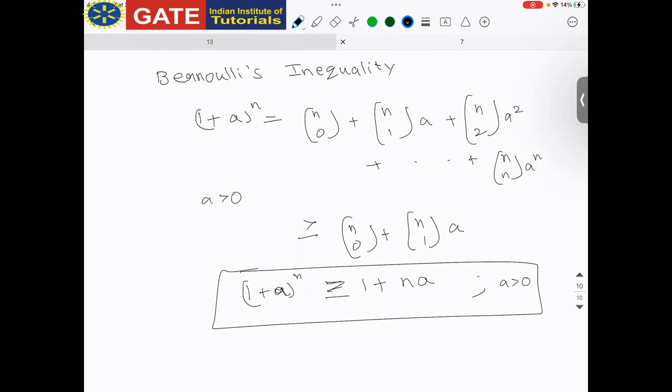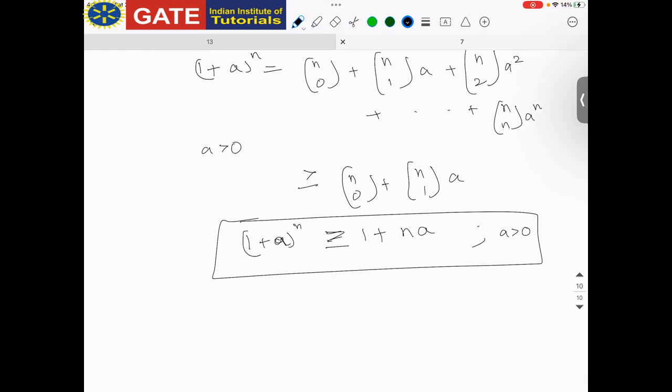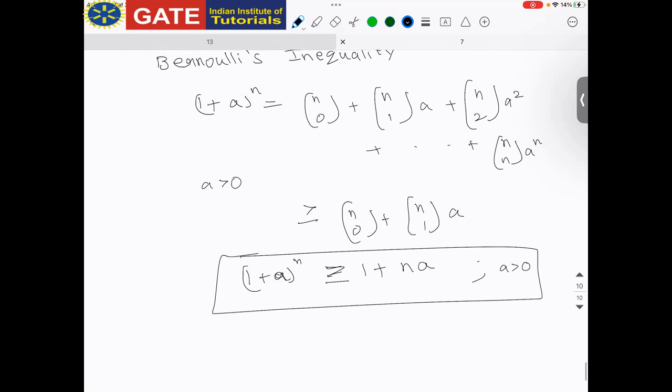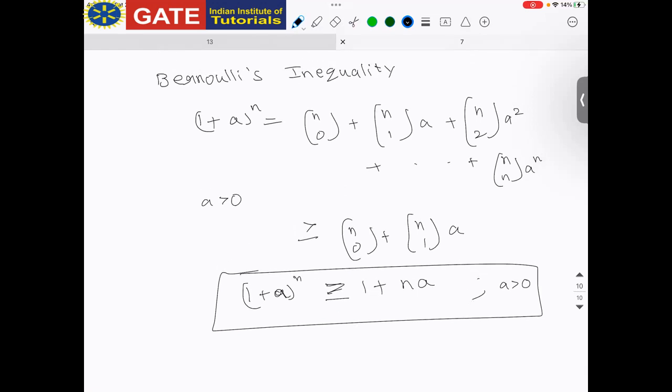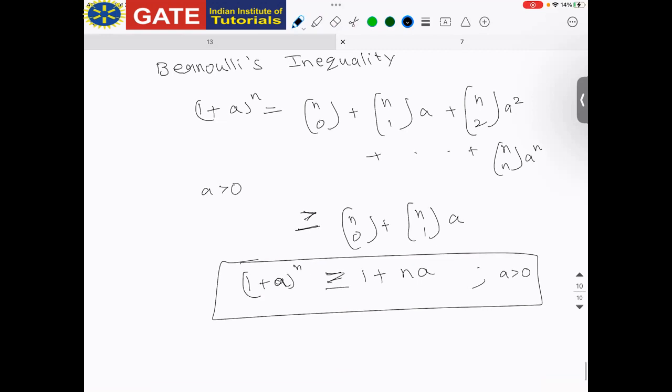This is greater than. So it's nC0 plus nC1 a, which is 1 plus na, but you're ignoring the other terms, right? Yeah, I am removing all the terms because I need greater than.